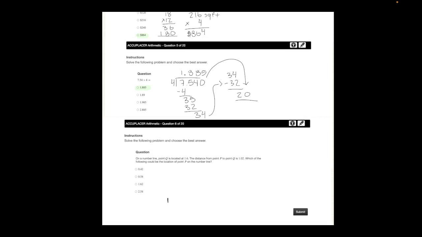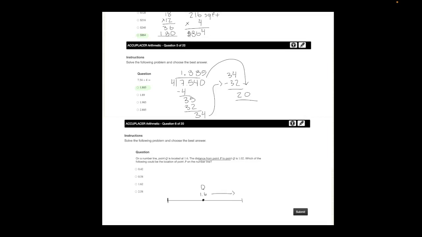Okay. So let's draw a number line real quick. We have a number line, correct? So it's our very small number line. So point Q, let's say it's about here. So we'll label this one 1.6. That's point Q. And then the distance between point P and point Q. It doesn't actually tell us if point P is in front of or behind point Q, so we can go in either direction.